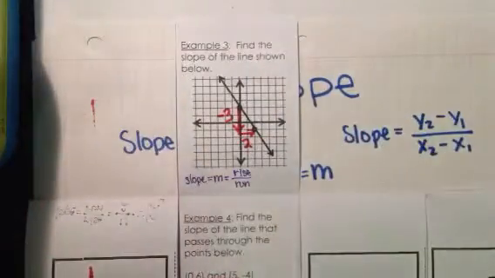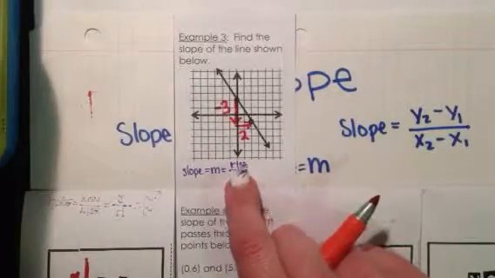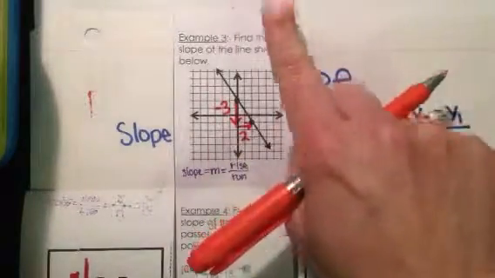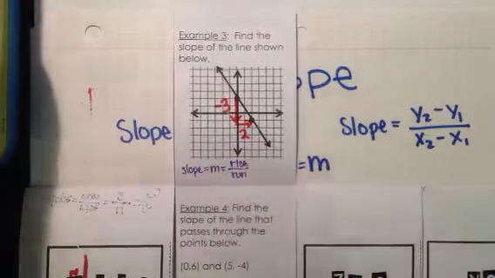The only number that's going to be positive or negative that you have to worry about is the rise. If it goes up, it's positive. If it goes down, it's negative. The run, always right, is positive.